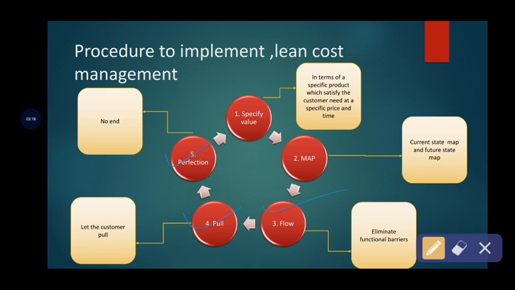So reducing this space and reduction of cost and mistakes is the continuous process in the lean cost management. Cost reduction process, identifying mistakes, space allocation and time allocation for producing the product.